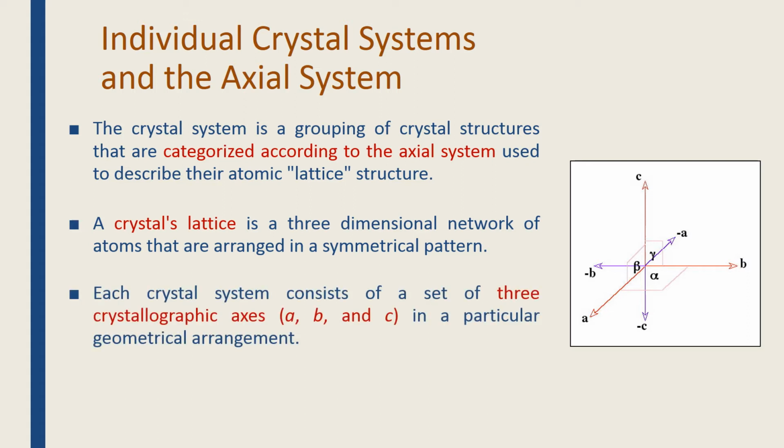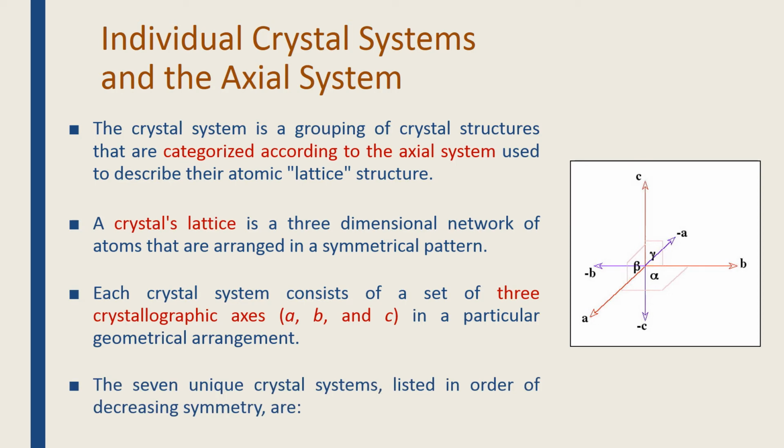And each crystal system, basically, you will see consists of a set of three crystallographic axes, A, B, and C, in a specific geometrical arrangement. And when I say geometrical arrangement, I mean the angles between those axes.